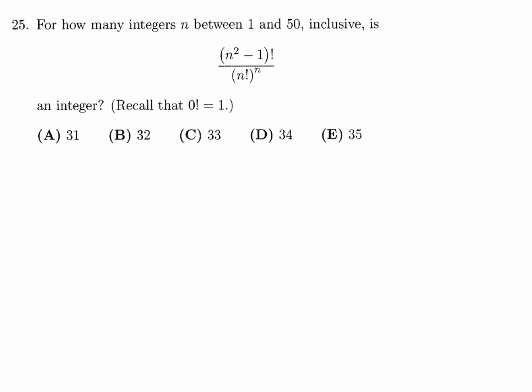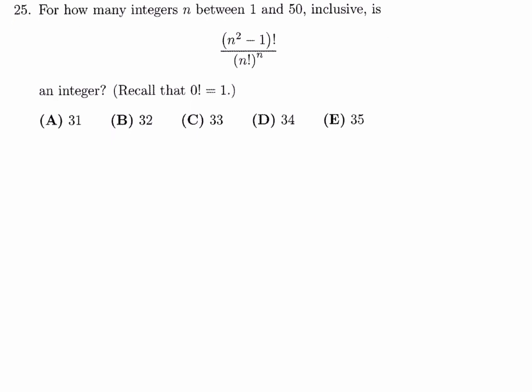For how many integers n between 1 and 50 inclusive is (n squared minus 1)factorial over (n factorial) to the power of n an integer? Recall that 0 factorial is equal to 1. Well, let's think about this for a second.